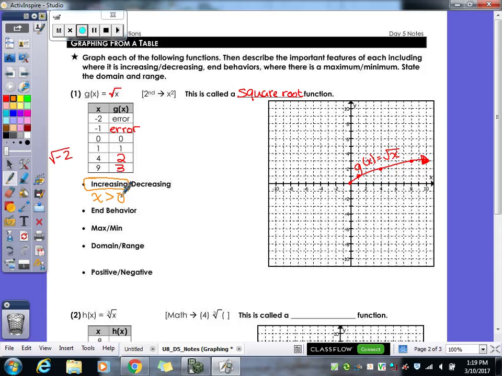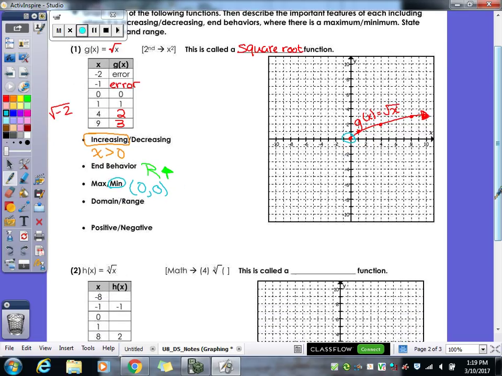Now for our end behavior, since we don't have an arrow on the left side, we don't have a left side end behavior. We only got a right side end behavior. So our right side of our graph there, it's slowly going which way, up or down? Kind of looks like it's going over there to the right, but our values are slowly going up. Do we have a max or a min? We got a minimum right there at the point 0, 0. Nothing's going to be lower than 0, 0.